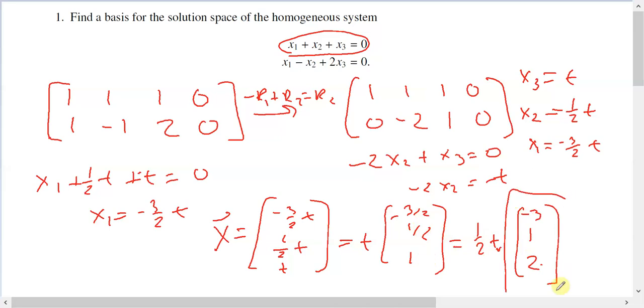And so this would be my basis vector. That's all I have for the basis, a single vector in this case. Any solution to this system has to be a multiple of that vector. Or if you like, this vector, but any multiple of this vector would also be a basis.